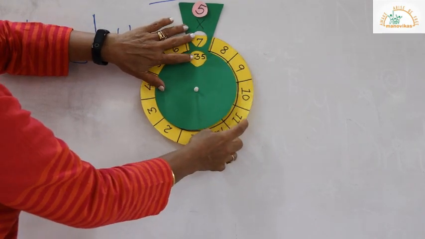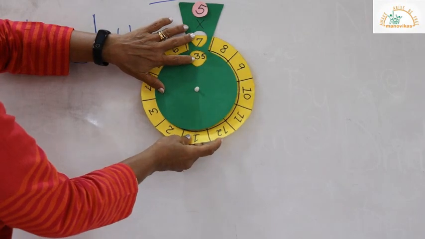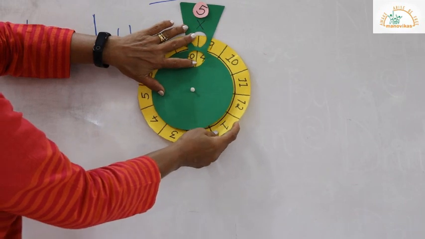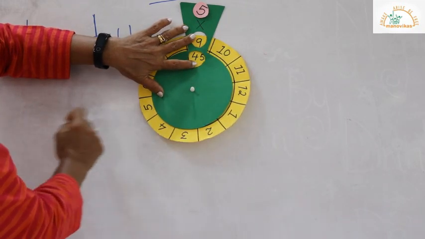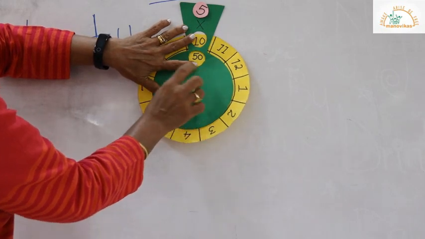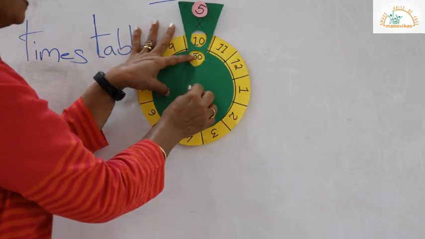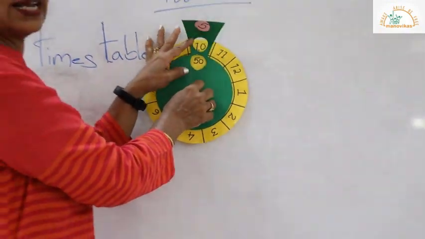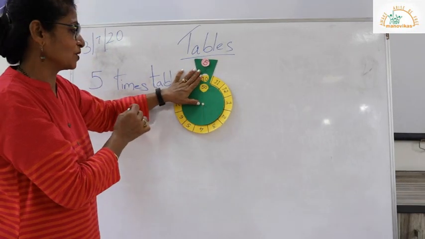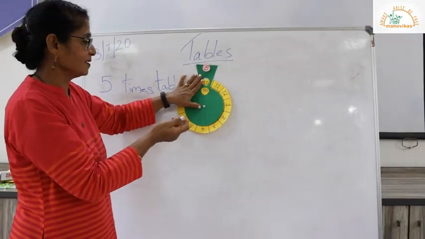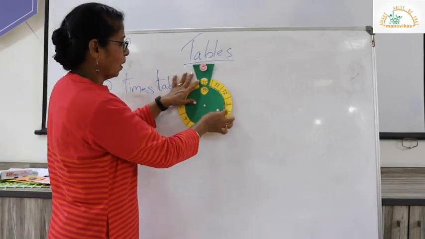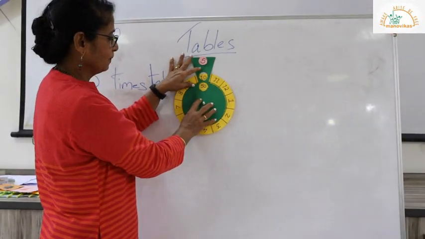5 sevens are 35. 5 eights are 40. 5 nines are 45. 5 tens are 50. You might have seen the table of 5 on the clock every 5 minutes. So 5 plus 5 gives us 10 and 10 plus 5 gives you 15. So on the clock we have the table of 5.